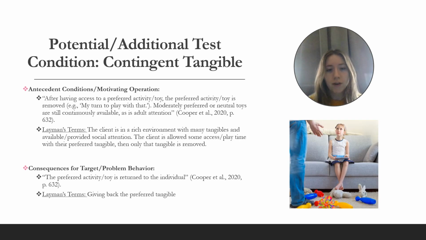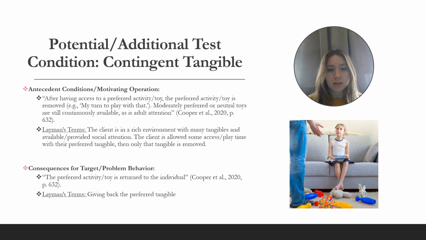A potential fifth condition is the contingent tangible condition, which is also considered a test condition. The antecedent conditions or motivating operation, as described in the Cooper book, is after having access to a preferred activity or toy, the preferred activity or toy is removed. For example, the BCBA or RBT will say, "My turn to play with that." Moderately preferred or neutral toys are still continuously available, as is adult attention.